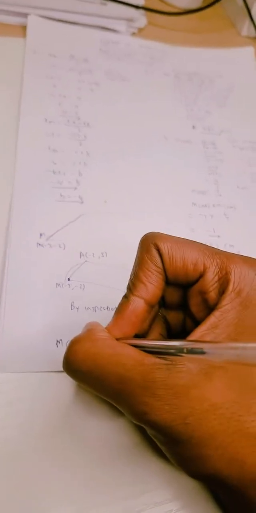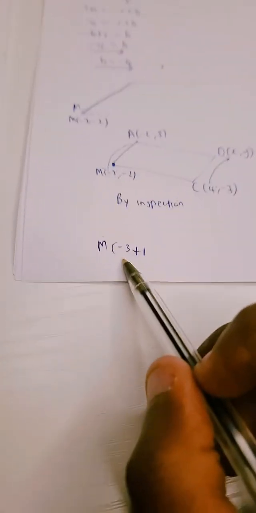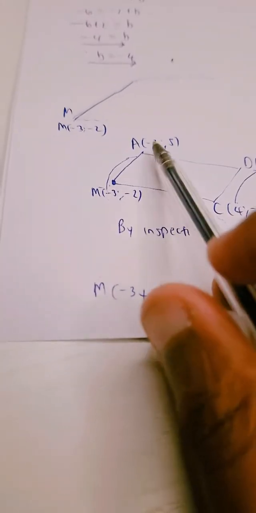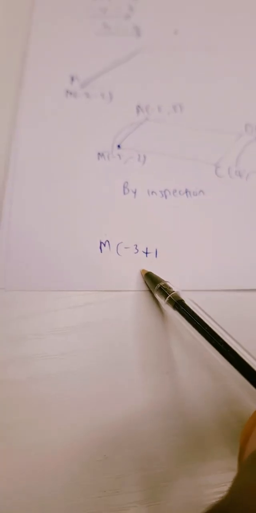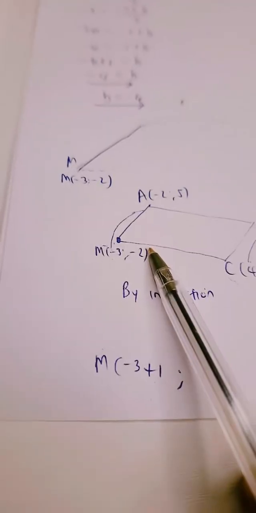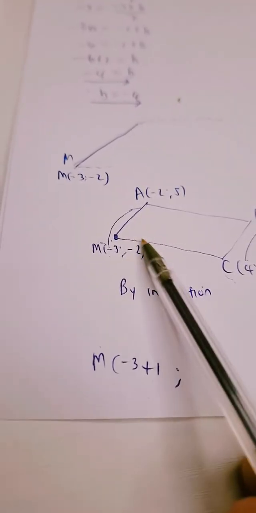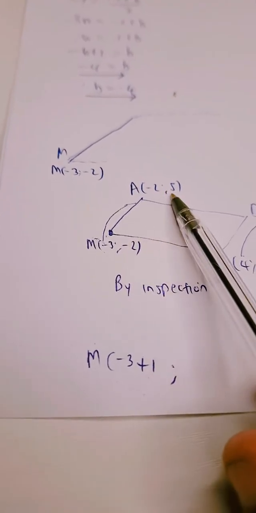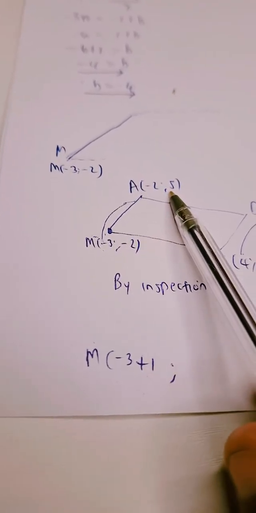So what you do to M to get A, the x coordinate of A, is you add 1. All right? Then the question is, so in other words, what do we do to Y to get the Y coordinate of A?